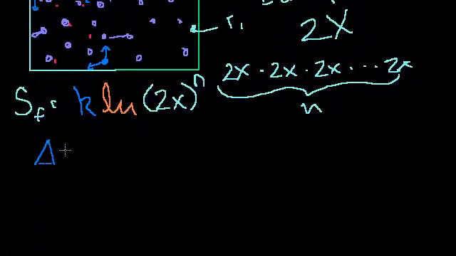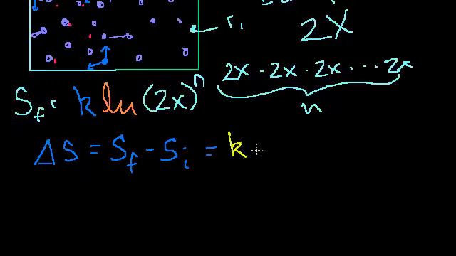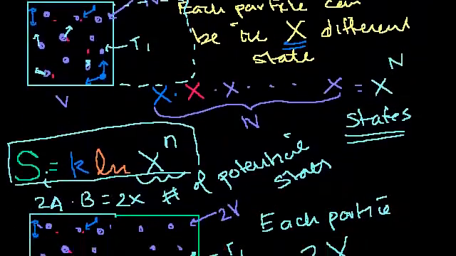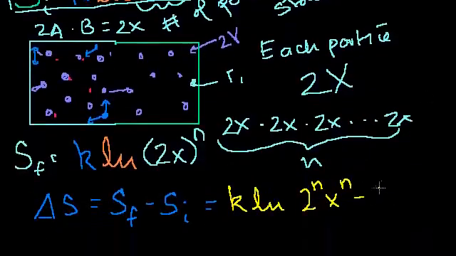Our change in S is equal to our S final minus our S initial. Our S final is this expression right here. It is k times the natural log, and we can write this as 2 to the N times x to the N. That's just exponent rules. And from that, we're going to subtract out our initial S value, which was k natural log of x to the N.